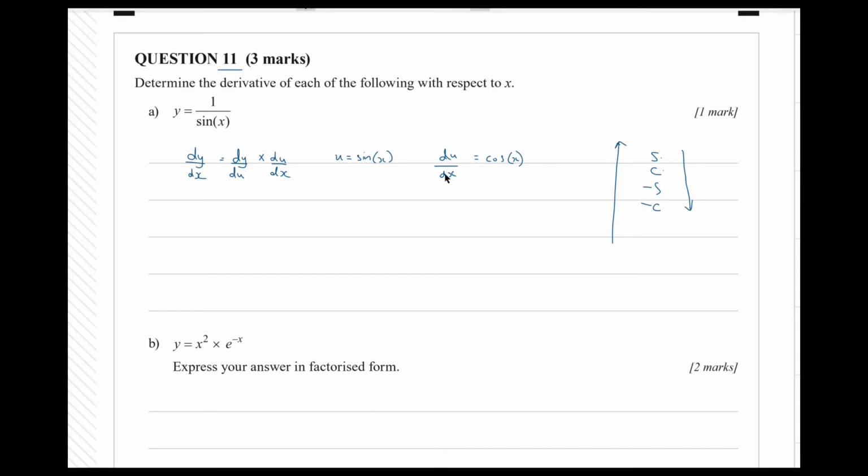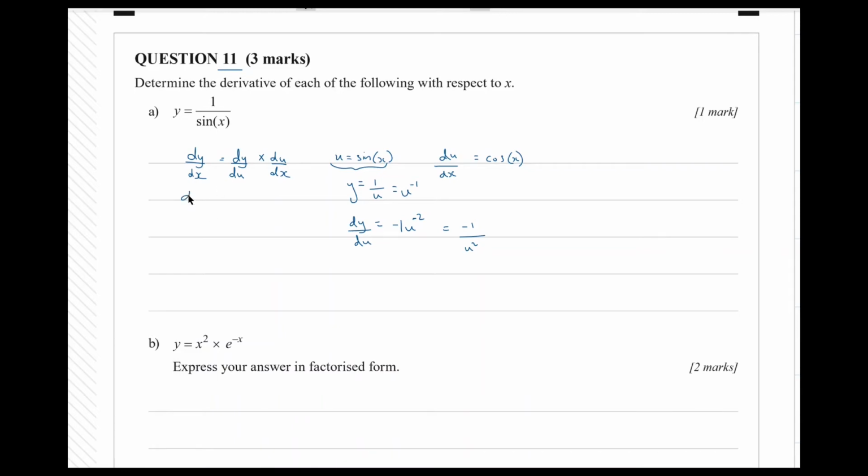All right, so knowing this, we can write our y as 1 on u, or u raised to negative 1. And our dy on du is going to be negative 1 u raised to negative 2. This is using the power rule differentiation. And this is the same as negative 1 over u raised to 2. So we can get rid of the negative 2 by bringing u squared to the denominator.